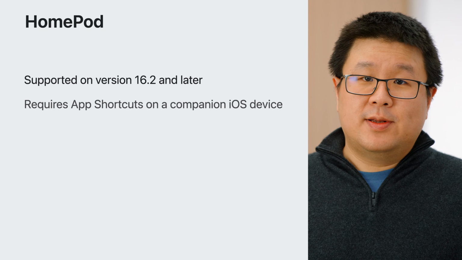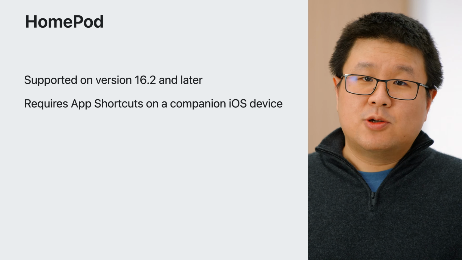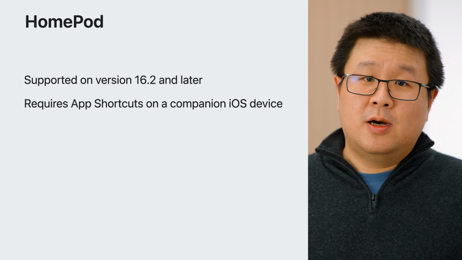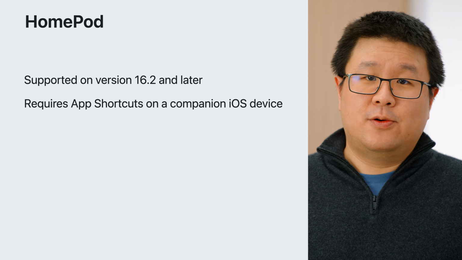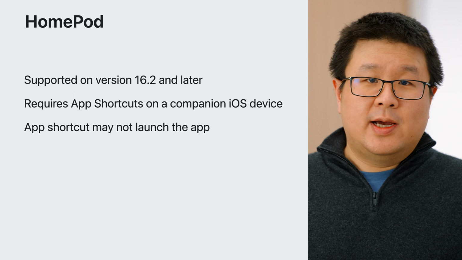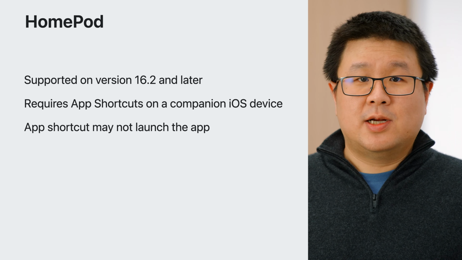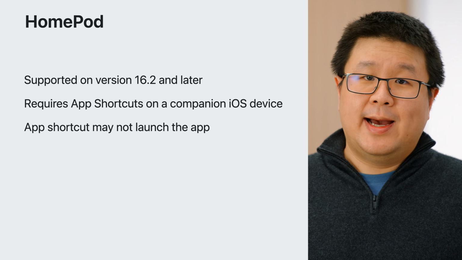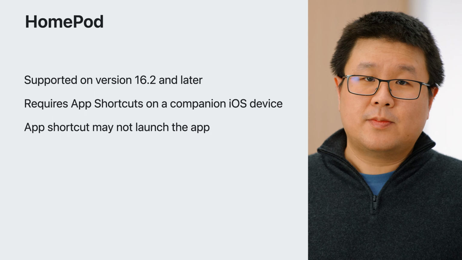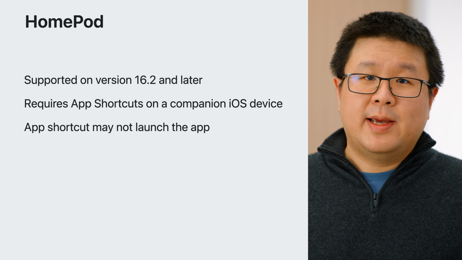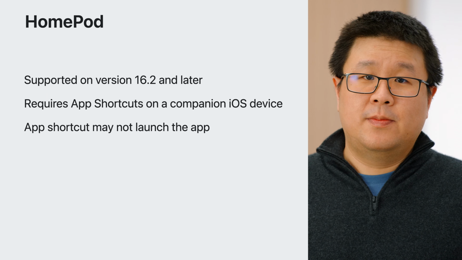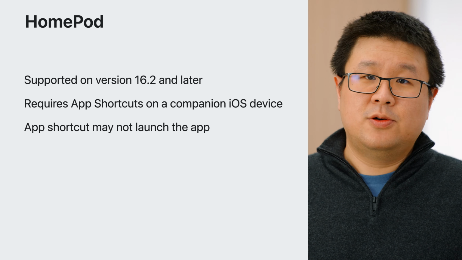Secondly, app shortcuts are now supported on HomePod. This requires an app shortcut-enabled app to be installed on a companion iOS or iPadOS device. Unlike running on iOS or iPadOS, where app shortcuts can result in launching the app, on HomePod, app shortcuts may not launch the app at all. For example, by simply having my demo app on my iPhone, I can say to my HomePod, "Hey Siri, summarize my groceries list with demo." HomePod support for app shortcuts is available from version 16.2 and newer.